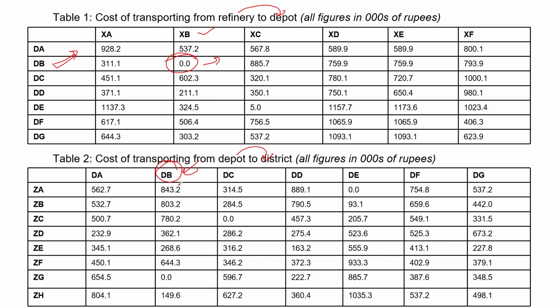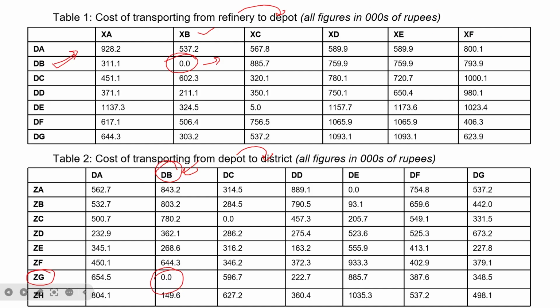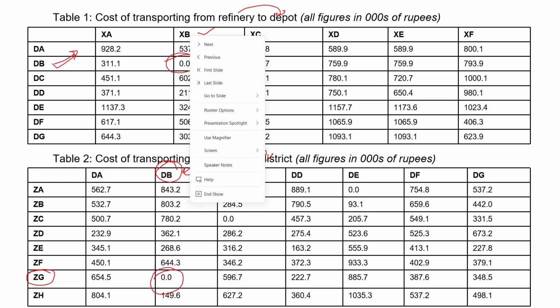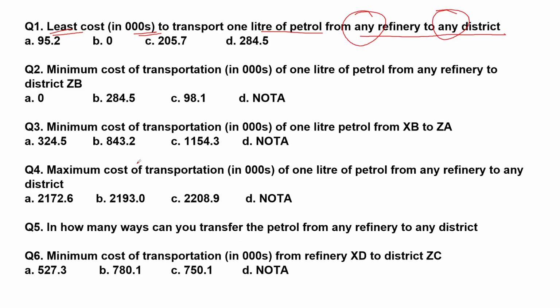So now if you look at DB, the minimum cost over here is 0 again, that is to district ZG. So if you ask what is the route which will cost the minimum transportation, the route that will cost the minimum transportation will be from XB to DB to ZG.